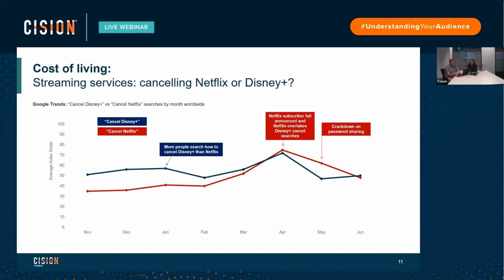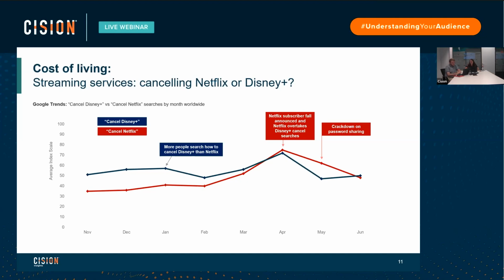As far back as November, you can see that people were much more likely to search for cancelling Disney Plus than cancelling Netflix. However, as you can see, there's a big spike in April, similarly to Scott's chart on the cost of living. This also came into play at the time of Netflix's results, where subscribers had gone down for the first time.